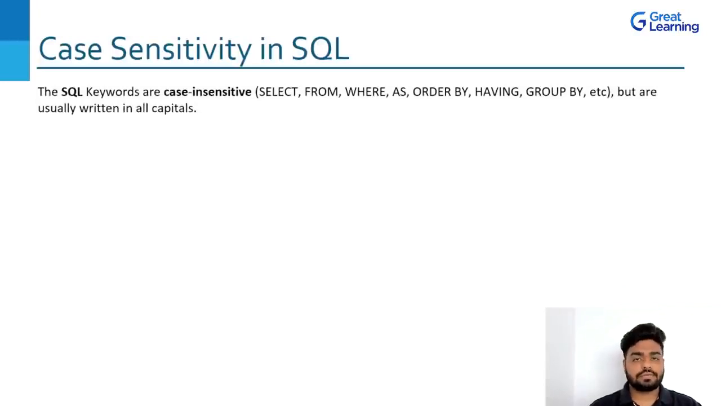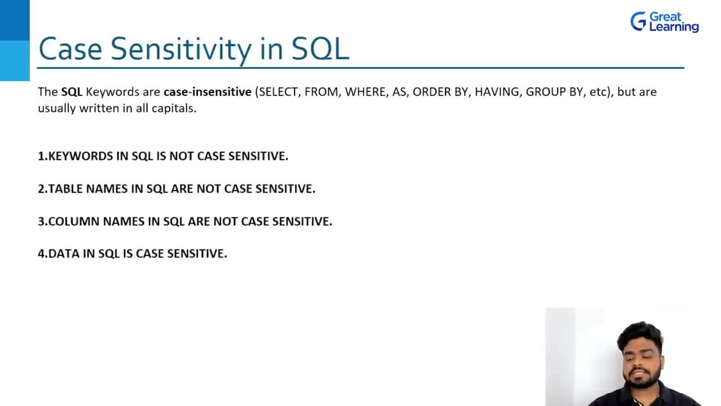SQL keywords are case insensitive. That means select, from, where, order by, having, group by. These are all keywords and they can be written in capital or small letters. Usually it is written in capital so that it clearly defines that these are keywords. But you can also write it in lowercase itself. Now understand these 4 points. These are very important and keep this in mind till this video ends. Keywords in SQL are not case sensitive. These are case insensitive. You can write it in small letter or capital letter and it will work.